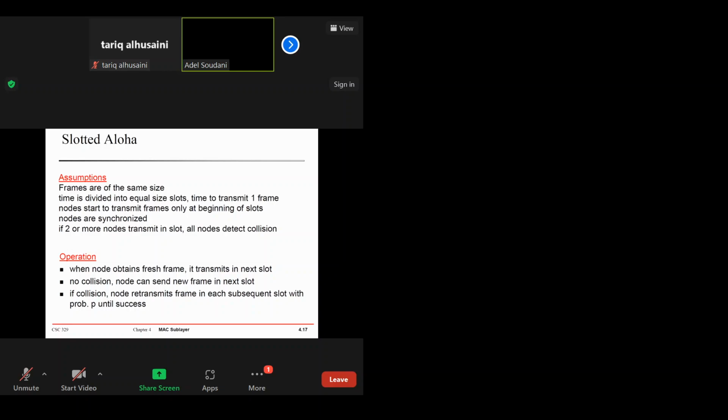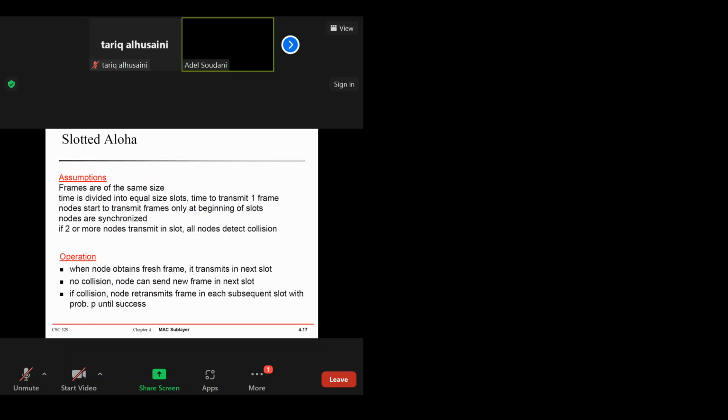So we suppose that the time is the same for all the machines. They have the same slots. The time to transmit is equal to the time to transmit one frame. Nodes start transmitting a frame only at the beginning of a slot of time. So whenever one frame is ready to be transmitted, we cannot start transmitting. We have to wait until the beginning of the next slot of time.